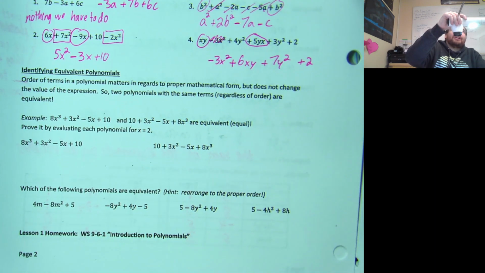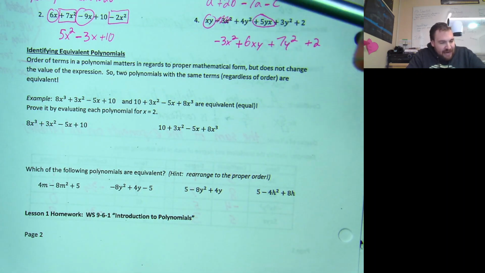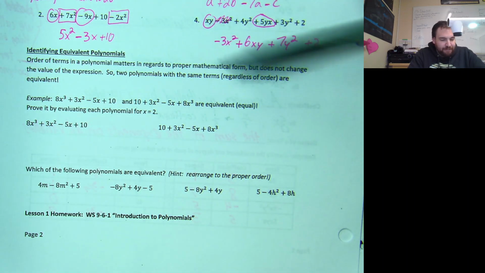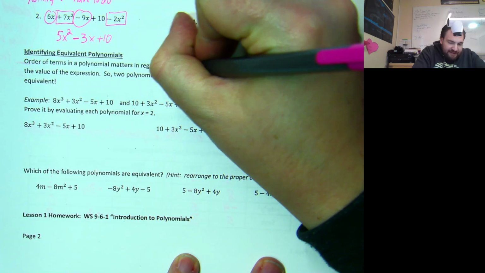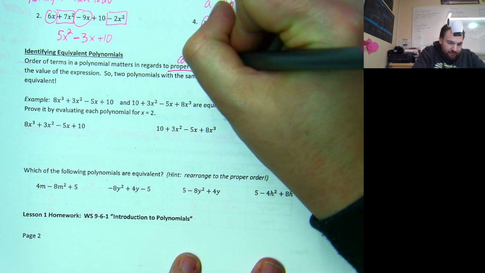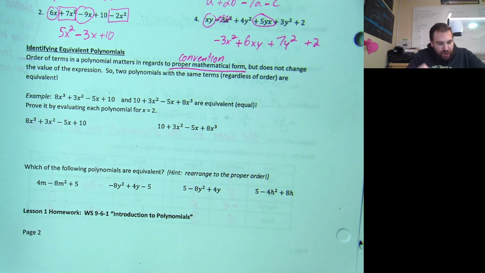Okay, this is the last thing we're going to look at here: identifying equivalent polynomials. This is easy. You can do this. I believe in you. Order of terms in a polynomial matters in regard to proper mathematical form. So what I mean by this is everywhere I've said convention, it's just the way we do it, but it doesn't actually change the value of the expression. Two polynomials with the same terms, regardless of order, are going to be equal to each other.